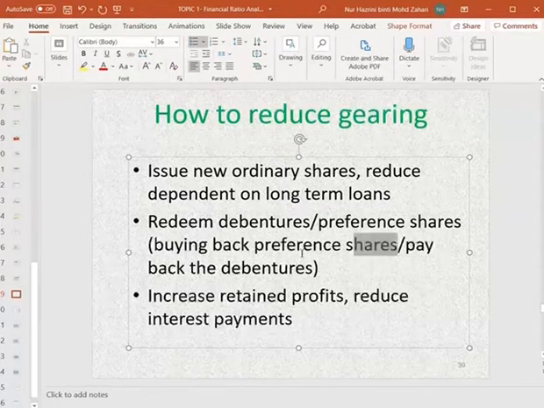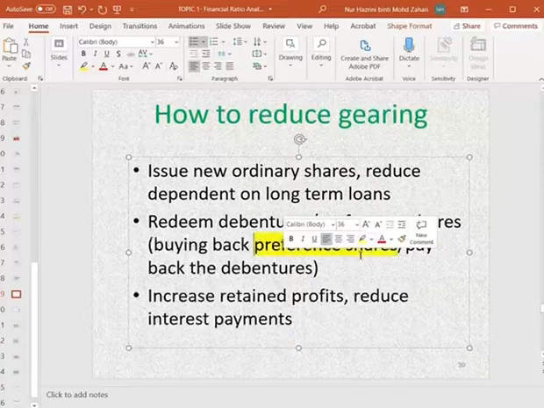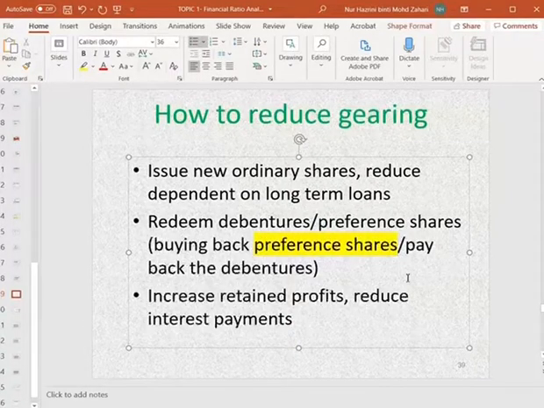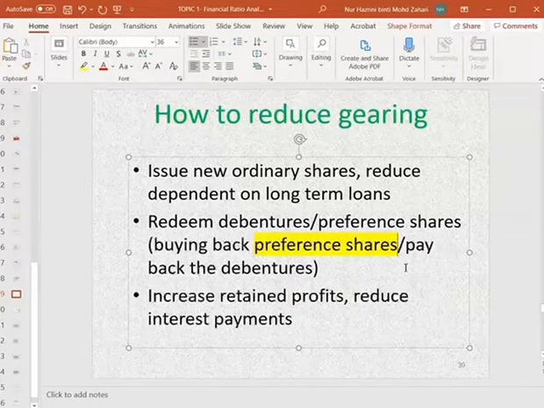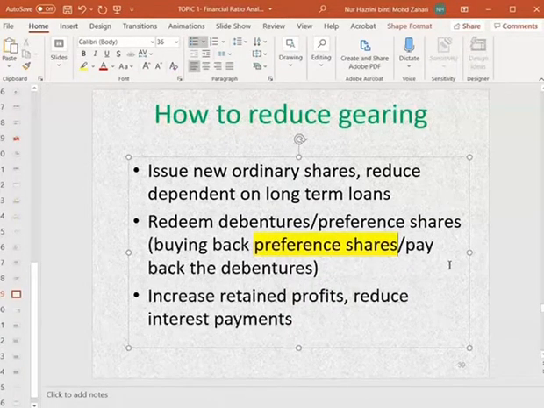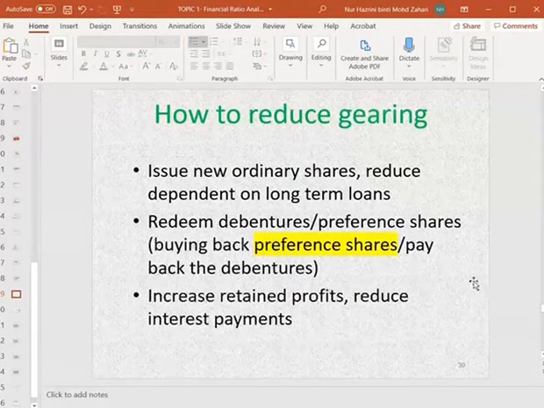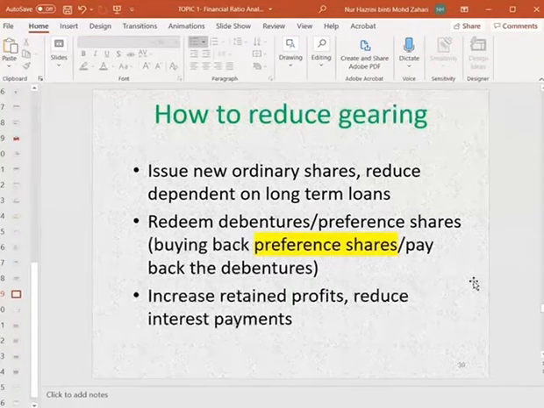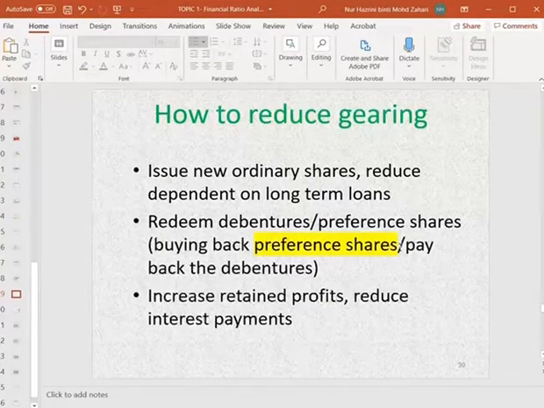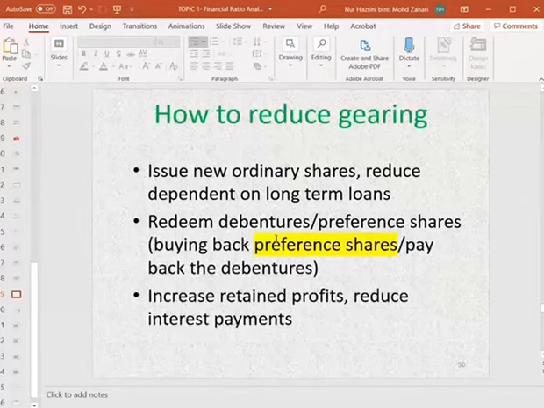Preference shares is one type of share, but it is not equity, it is liability, because with preference shares you have the obligation to purchase back later. When I say obligation, it means it is a must. You cannot avoid it. So that's why preference shares cannot be put under equity. It is a liability. Don't worry, later we will learn about preference shares.